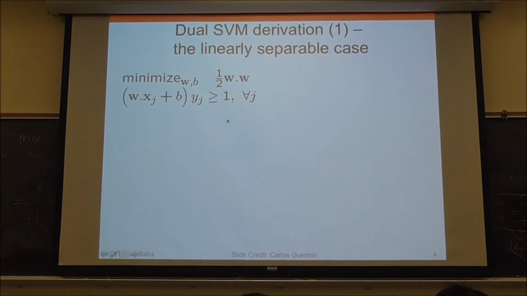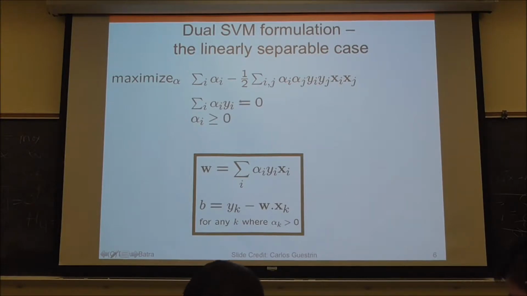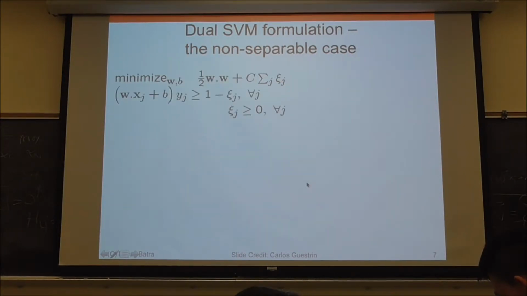Okay. So this is what we've been talking about, and we derived it. We wrote down the Lagrangian, took the derivative, and plugged this back into the Lagrangian. We got a dual QP, and we know how to solve this dual QP.